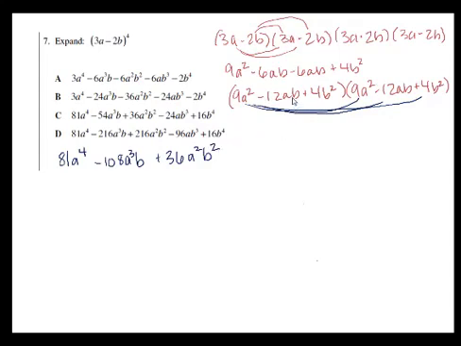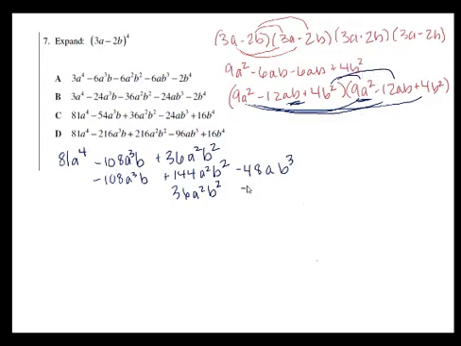Alright, so now what we're going to do is the middle times everything. So this middle one times this one, and the middle one times the middle one, so that's positive 144 a squared b squared. And then this middle times the end, so that's 48 ab cubed. Alright, so now we're going to distribute here: 36 a squared b squared, negative 48 ab cubed, and 16 b to the 4th.